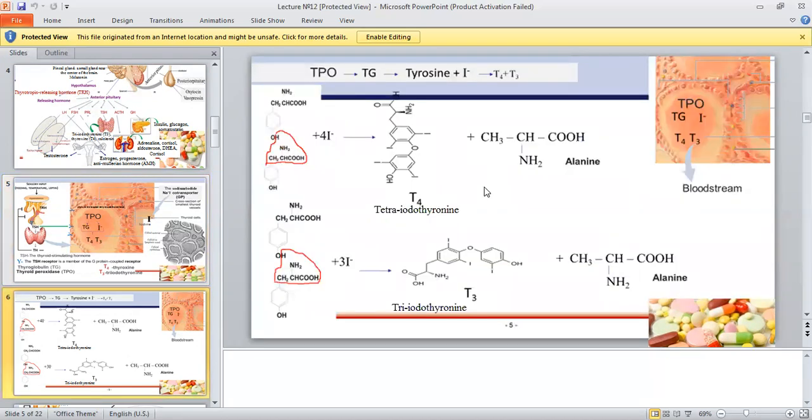Furthermore, this is the biochemical structure of how it is formed. Thyroxine, which is known as tetraiodothyronine, includes 4 iodine, and triiodothyronine includes 3 iodine. That's why this is called tri and this is called tetra. We should not get confused in this structure. This is tetraiodothyronine due to the 4 iodine molecules, and this is tri due to the 3 iodine molecules.